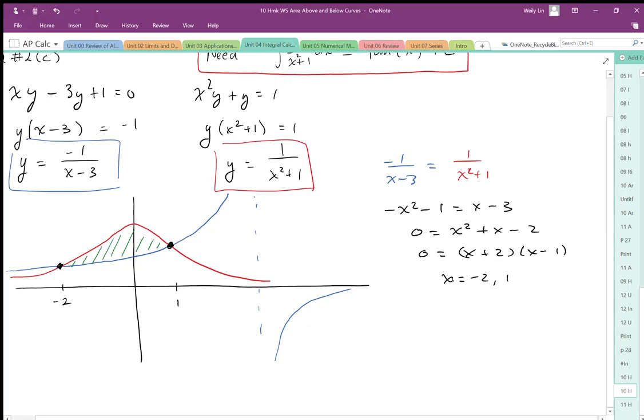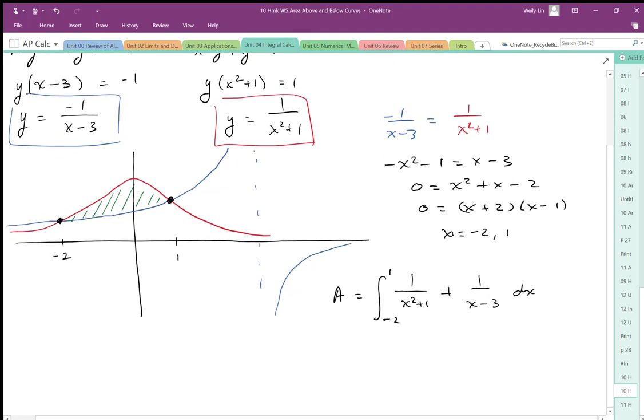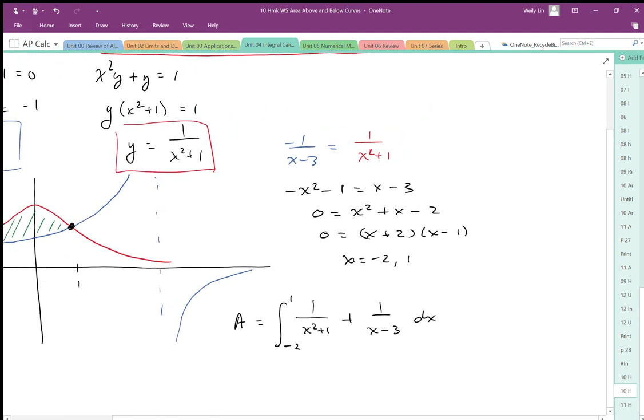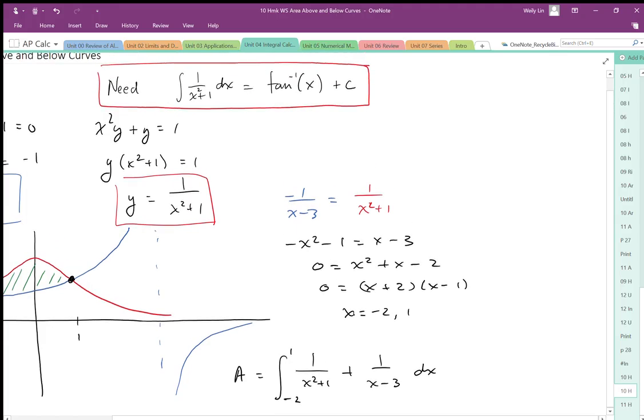So when I set up my integral, the area is going to be equal to, the bounds are going to be from negative 2 to positive 1, and it's going to be the red curve minus the blue curve. So it's minusing a negative, so we're just going to make it plus. There it is. Okay, so this is about as far as we should be able to get, because we cannot anti-differentiate that first expression unless we know this integral that we have up here.